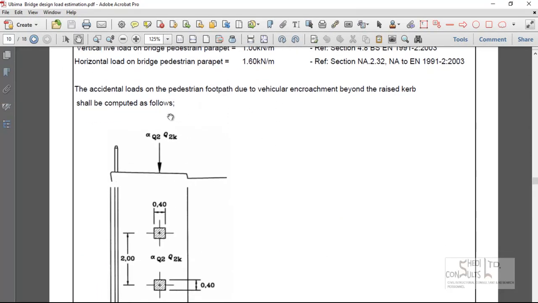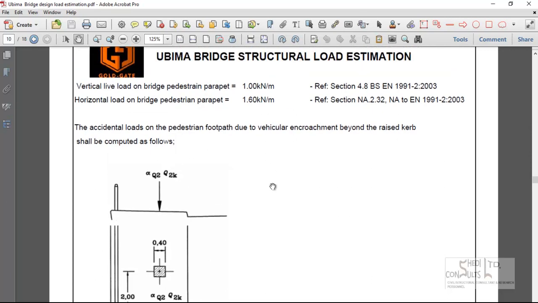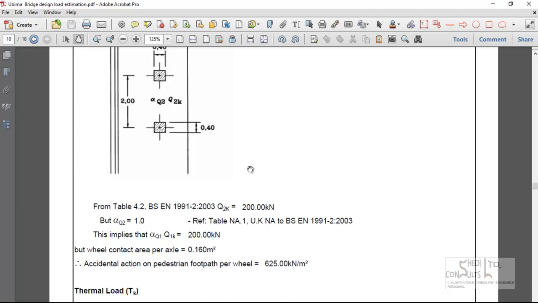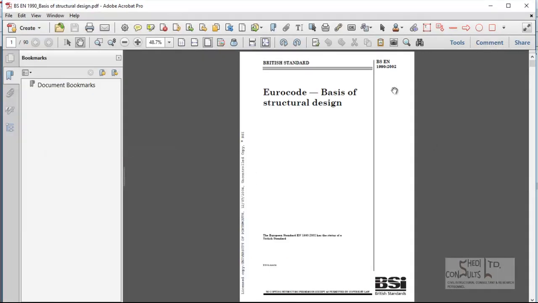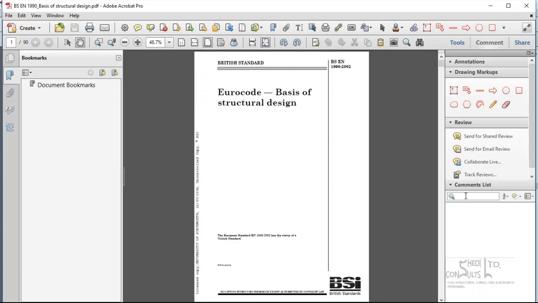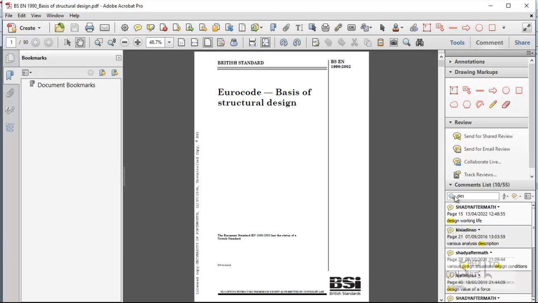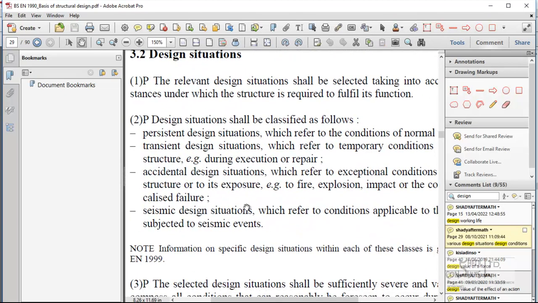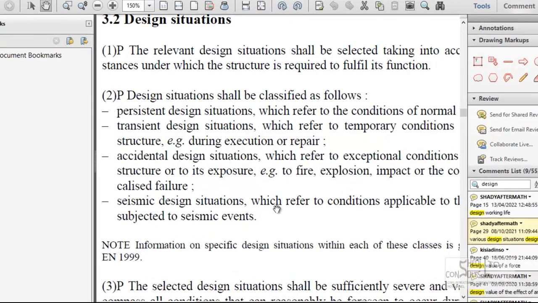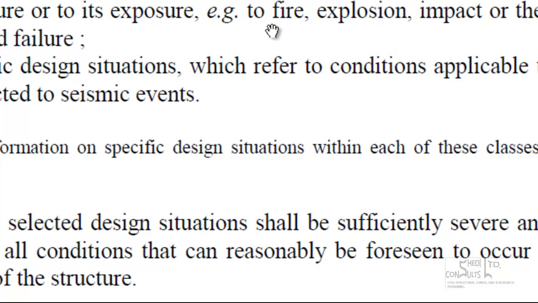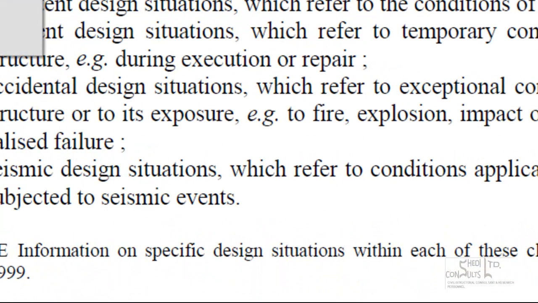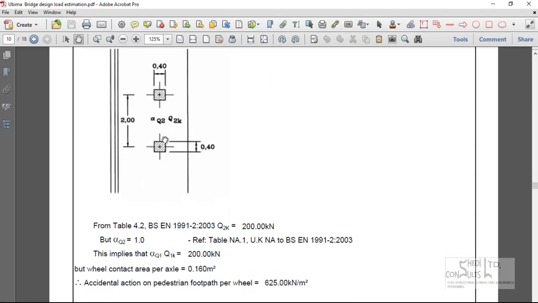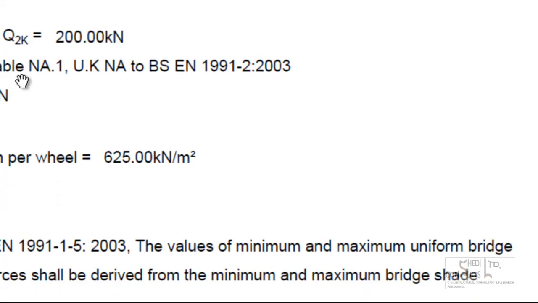So the code specifies, Eurocode 0 specifies your design conditions, such as transient design condition, persistent design condition, accidental design condition, seismic design condition. So these are the design conditions that are captured. Look at this, Eurocode 0. It captures the various design conditions that should be catered for in structural analysis. So you have persistent, you have accidental, you have seismic, like I said, and then you have transient design conditions. So these are the design conditions. Accidental design condition actually refers to an exceptional condition where, in the case of bridge design, you could have a vehicle skidding off its natural lane and coming to the pedestrian path. So you must design the pedestrian walkway for these load considerations.